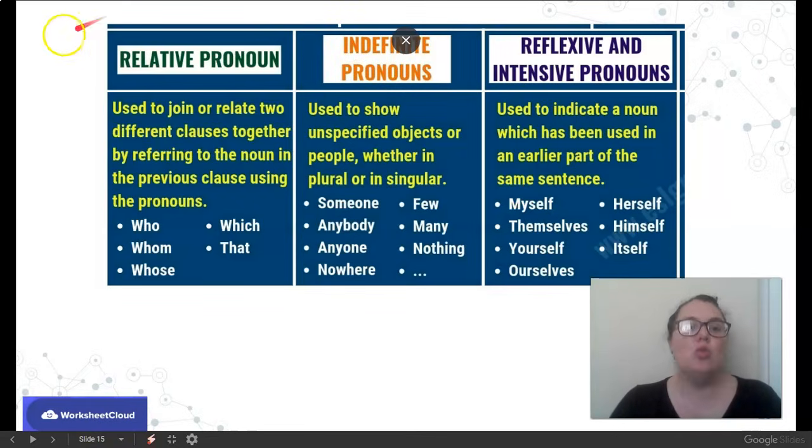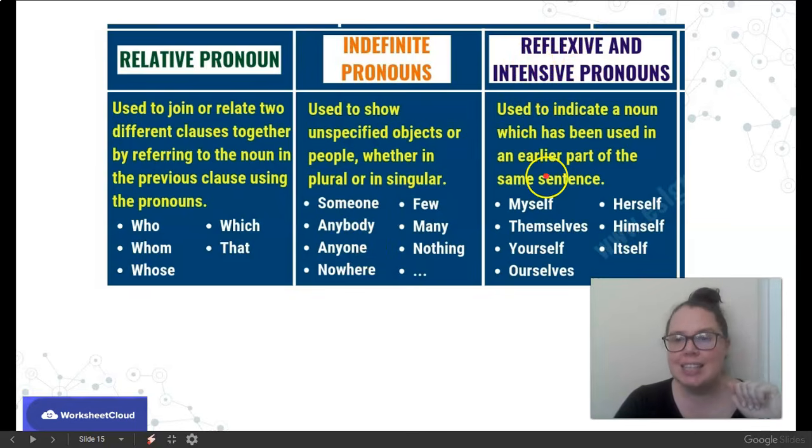Then we get a relative pronoun. This is the who and whom. It normally joins clauses together, or it gives us a bit of extra information about the noun. Indefinite pronouns are used for unspecified objects. Someone, anybody, anyone. So those are indefinite.